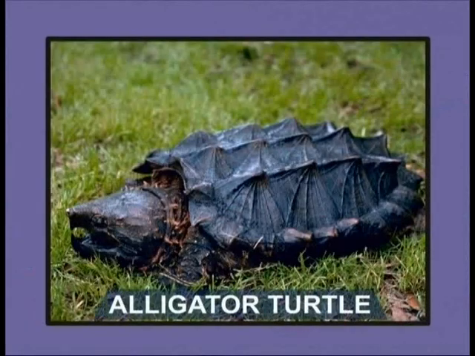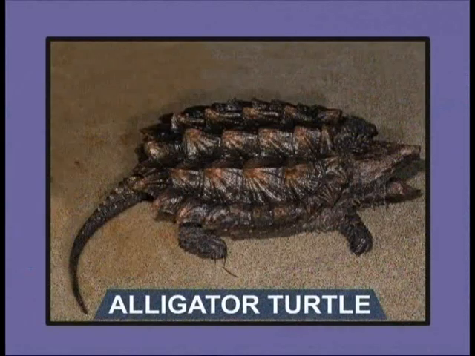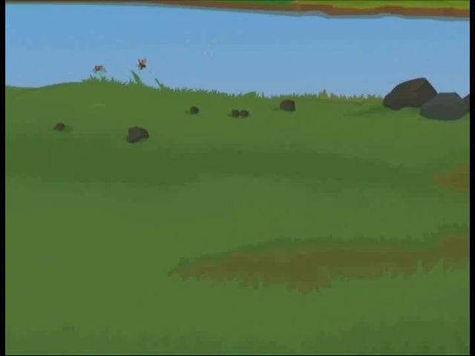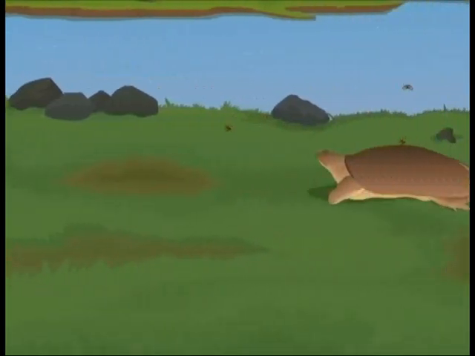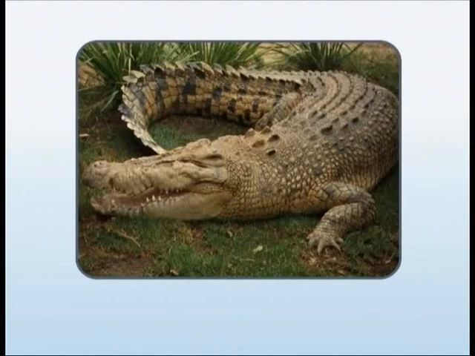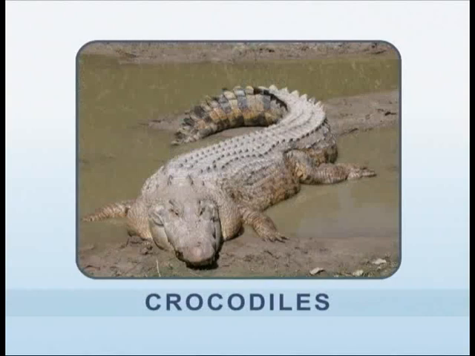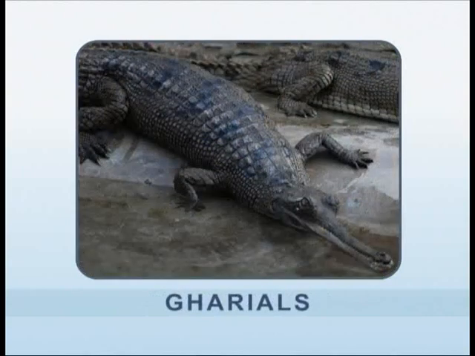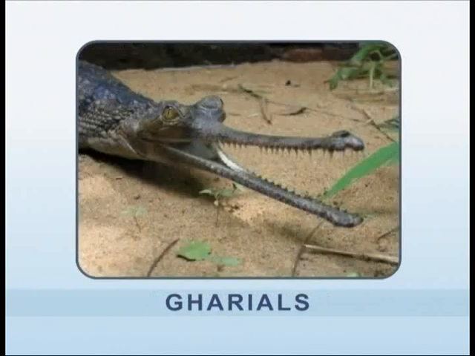The world's largest freshwater turtle is the alligator snapping turtle of southern USA. It is a massive creature and attracts its prey by wiggling a worm-like projection on its tongue. In warmer regions, crocodiles, alligators, caimans and gharials are top predators of rivers and lakes.